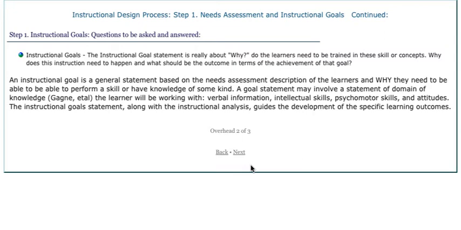The instructional goal statement, along with the instructional analysis that you'll do with step 2, will guide the development of your specific learning outcomes, or learning objectives as they're sometimes called. The idea here is that you are justifying the instruction. Why does it need to happen?